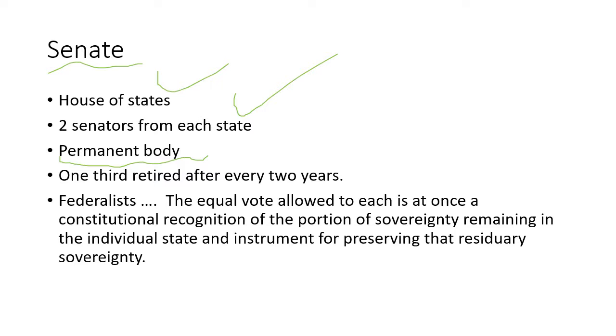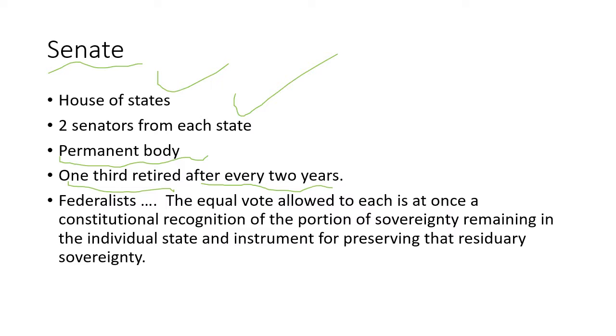The senators are elected for 6 years, and after every 2 years, one-third of the senators retire. When they retire, new senators are elected in their place, and in this way the Senate works in continuation. It's a permanent body, and it cannot be dissolved at any time.